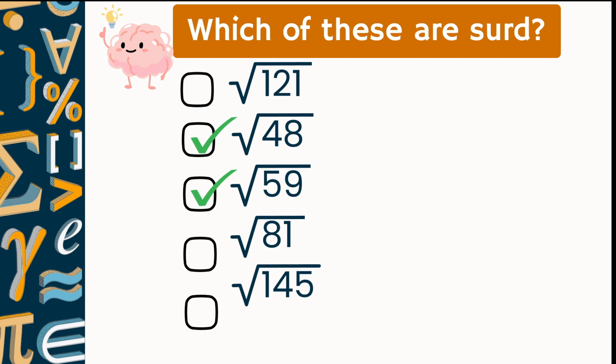Now, what of root 81? 81 is a perfect square because 9 times 9 is equal to 81. So no, root 81 is not a surd. And the last one, root 141. Root 141 is a surd because 141 is not a perfect square.